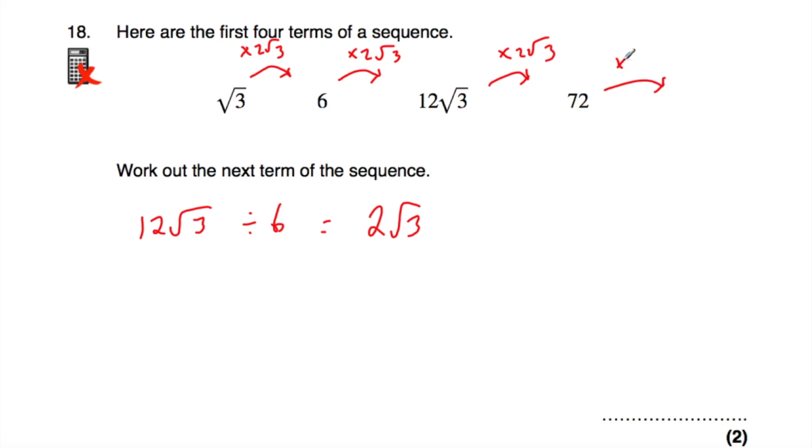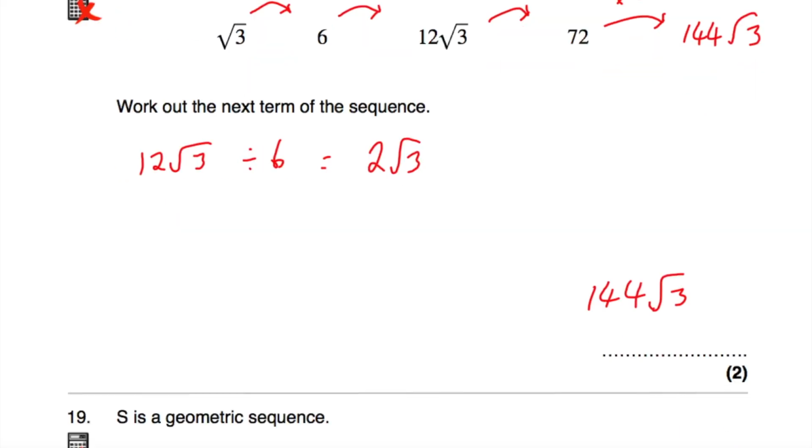So we want to find the next term, so we need to multiply by 2 root 3. So 72 times 2 root 3. Well, 72 doubled would be 144, so it's going to be 144 root 3. So the answer would be 144 root 3. And that's it. Okay, let's look at our next question, question number 19.